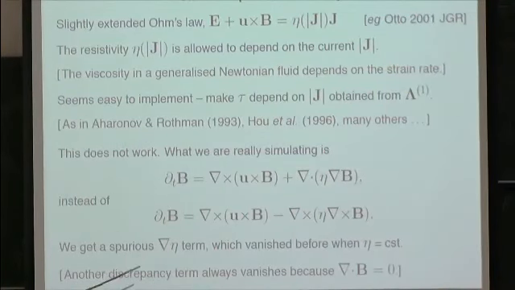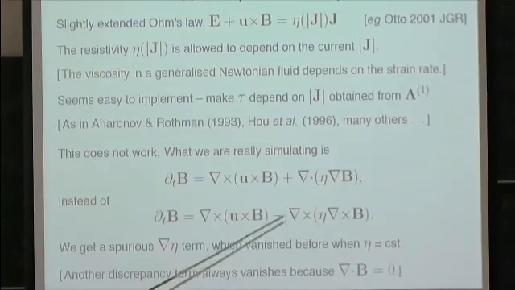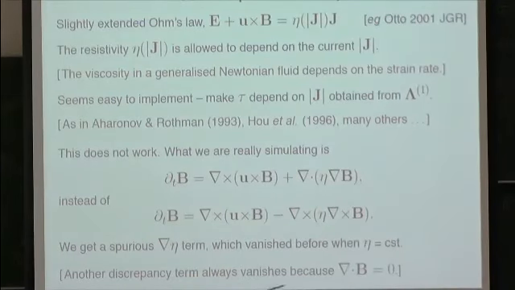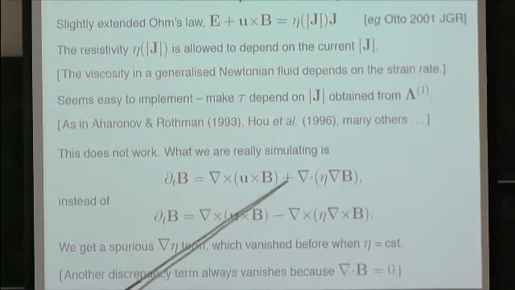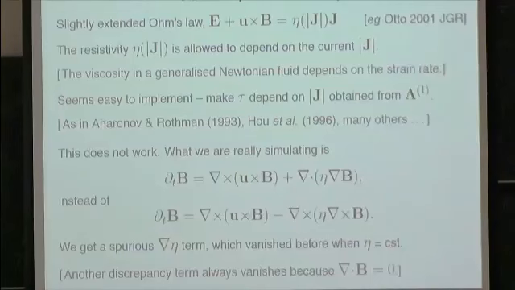But the problem with the MHD case is what I'm showing you I'm simulating is this, whereas what I should be simulating is that with a curl instead of a div grad. And then the problem is that as soon as eta starts spatially varying, I get spurious grad eta terms from here, which aren't in there. And there's always a problem with div B, but it vanishes when div B is 0. And I should have said that this algorithm maintains div B down at round-off error quite happily.